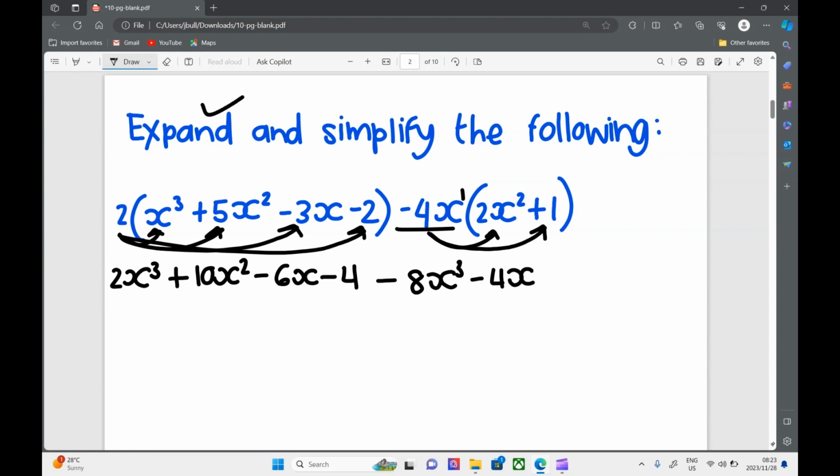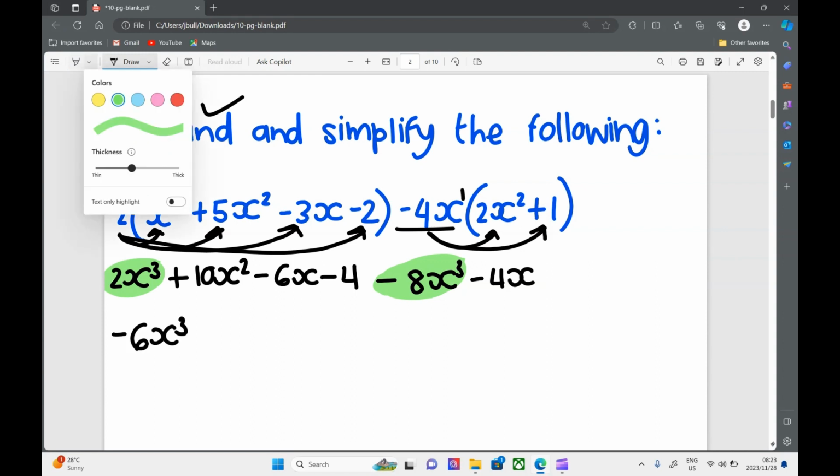Now we have to do simplifying. So I'm going to go through and highlight everything that's the same so I can add them up. So let's start with the x cubes. So I've got 2x cubed here and minus 8x cubed there. Remember, always include the sign, that's so important. So 2 take away 8 means I'm going to be left with negative 6x cubed. Let's go to another color.